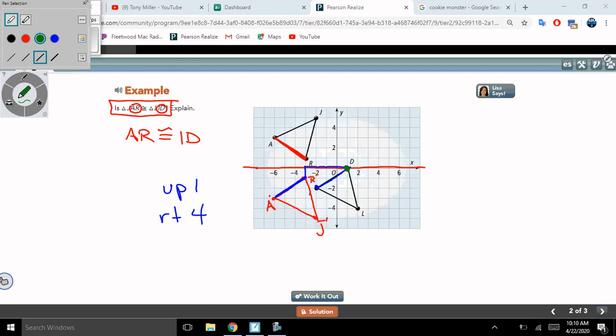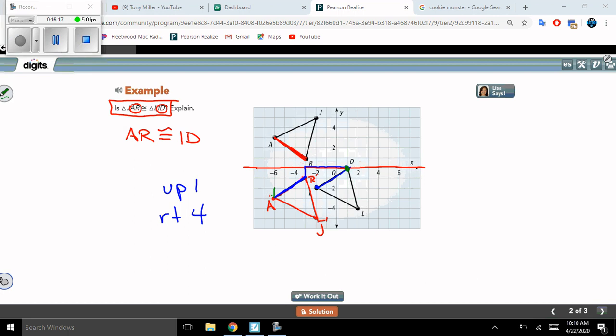It means that I'm going to go up 1 over 4, 1, 2, 3, 4, and boom, that means A prime is located right there. And that means that J, if I go up 1 and over 4, 1, 2, 3, 4, I'm right on top of that. So in other words, I found two rigid motions, a reflection across the x-axis followed by a translation of up 1, right 4 in order to get JAR to lay right on LID, therefore proving that those are congruent.